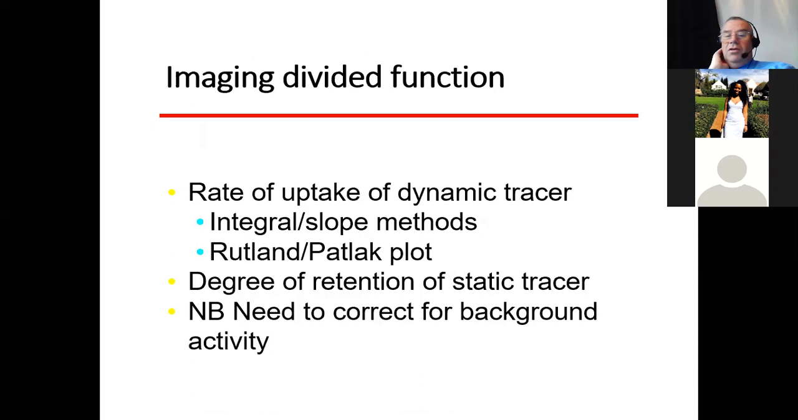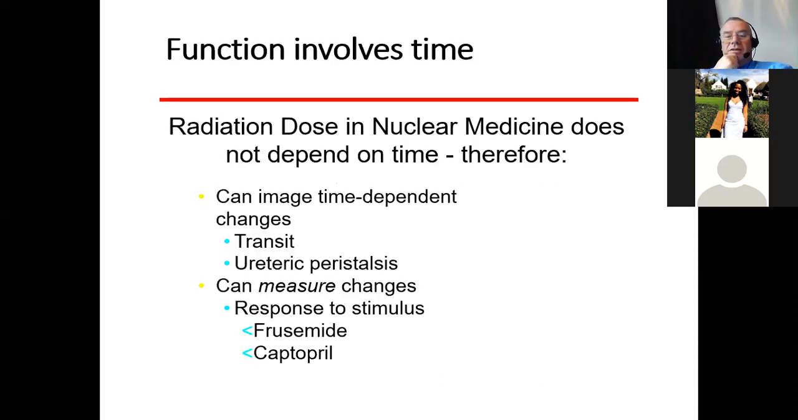So calculating the divided function is done either with an integral or slope method, which looks at the sort of gradient of uptake in the first 2 minutes, or you can use deconvolution and a Rutland-Patlak plot, and they tend to be roughly similar, though the Rutland-Patlak plot method is much more dependent on the injection technique. And for both of them you need to correct for background activity.